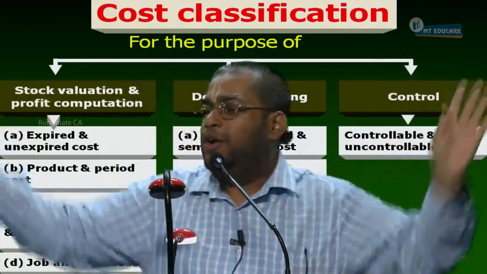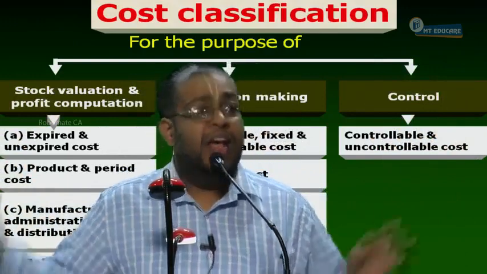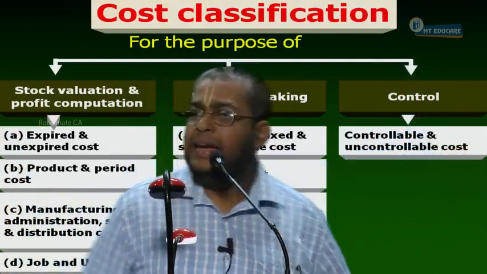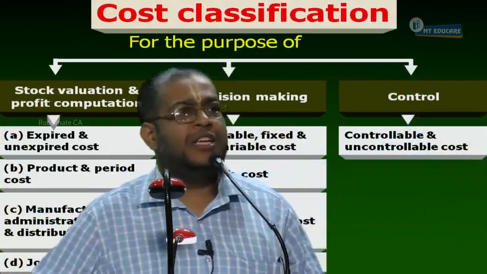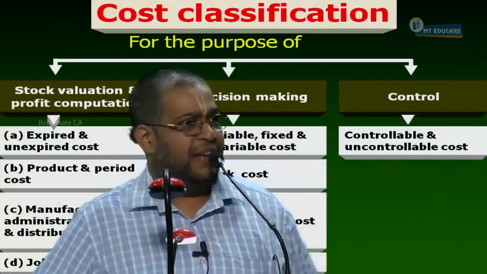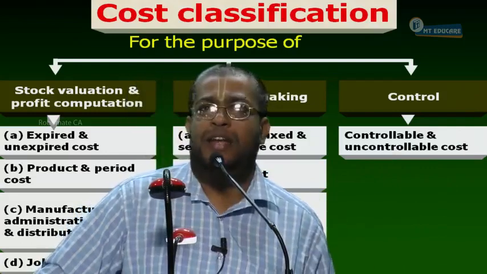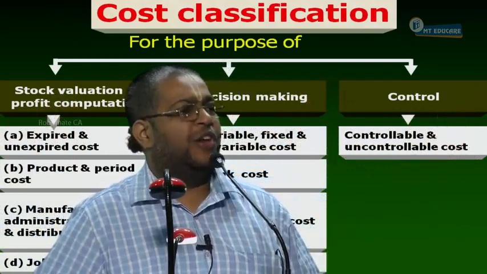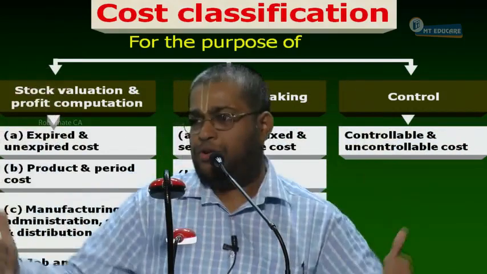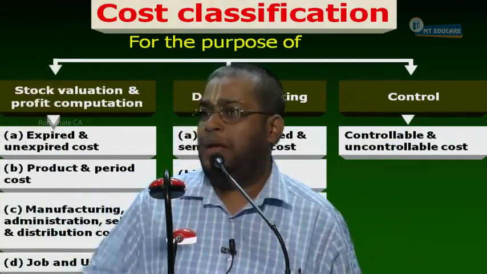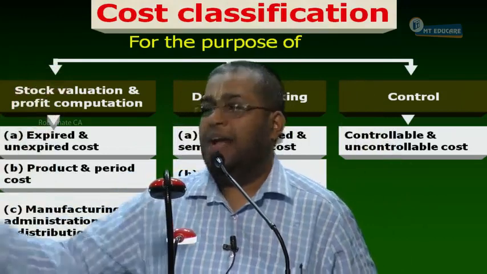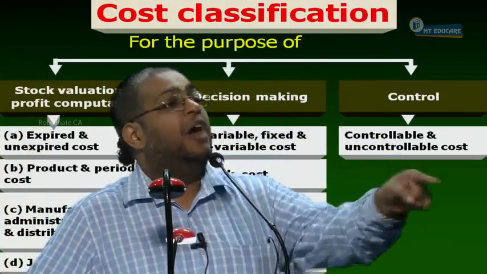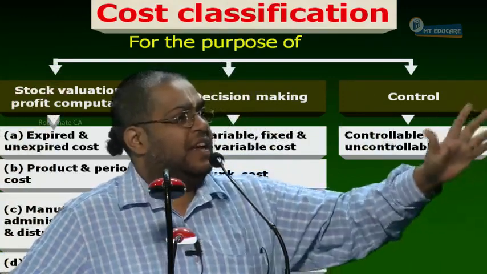Now, no, I don't want the cost for profit calculation. I want the cost for decision making. Then don't classify in the first method. Classify in the second method. Classify cost as variable, fixed, semi-variable, sunk cost, opportunity cost, marginal cost, etc. No. I don't want to classify cost for decision making. I want to control. I want to classify for control purpose. Then classify as controllable, uncontrollable. Same cost can be classified in different manner. For whatever purpose you want cost, such a classification should be made.